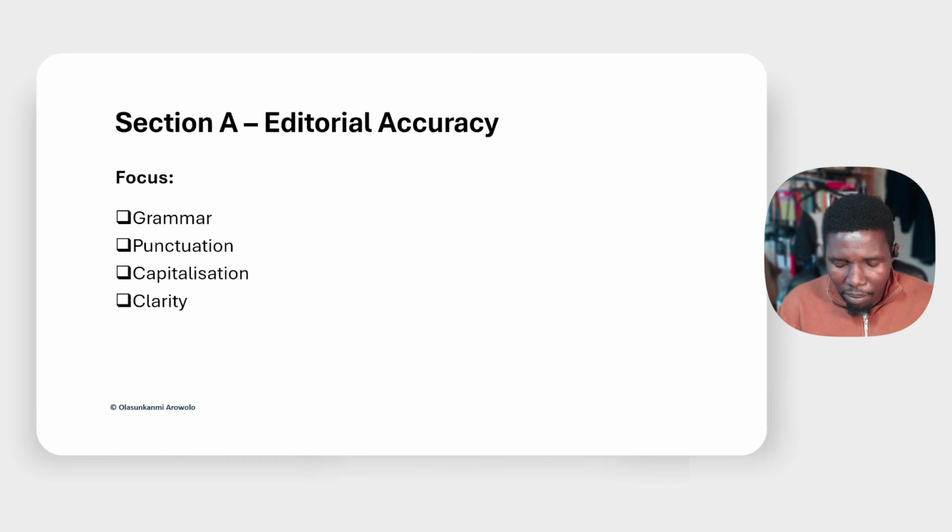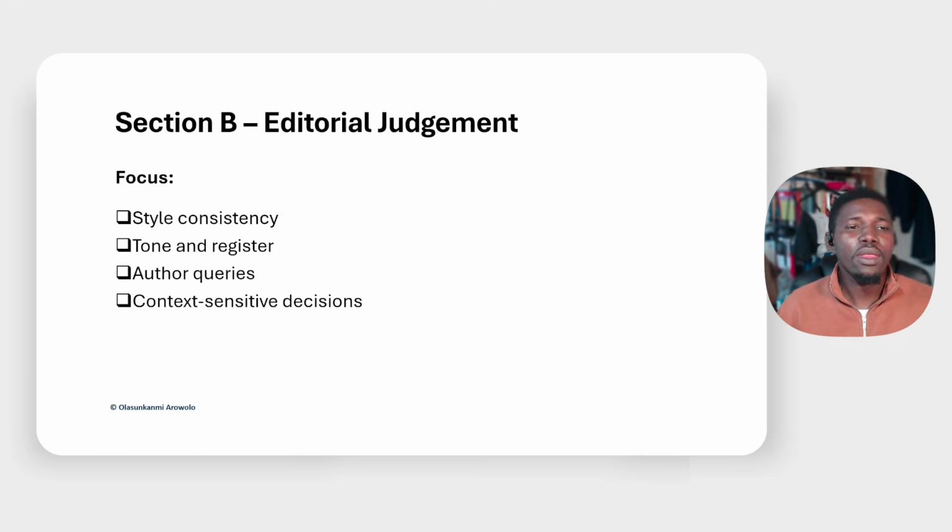Accuracy must be combined with some level of clarity of expression and consistency of application. This is key. Now, section B of the assessment focuses on style consistency, tone, and register, authors' queries, and context-sensitive decisions that you need to make. This is where many students may struggle. You're not simply identifying errors, you're making decisions.